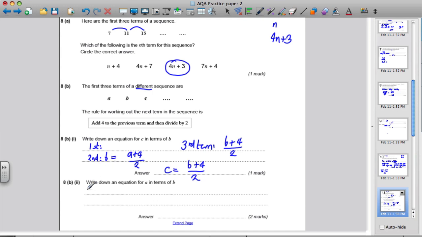Write down an equation for a in terms of b. Well, we know from above that b equals a plus 4 over 2. You want a the subject here, so you double both sides. 2b is a plus 4. Then you subtract 4 off both sides, so a is 2b subtract 4. a equals 2b subtract 4.